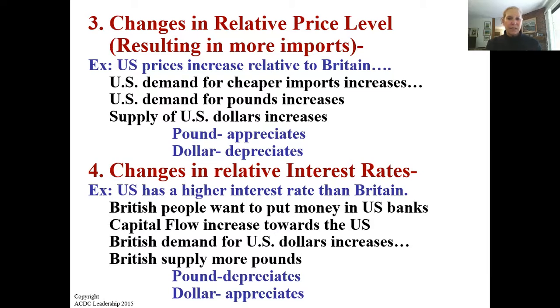Now, if you notice in all these examples I've given you for the shifters, if one country's currency appreciates, the other depreciates.